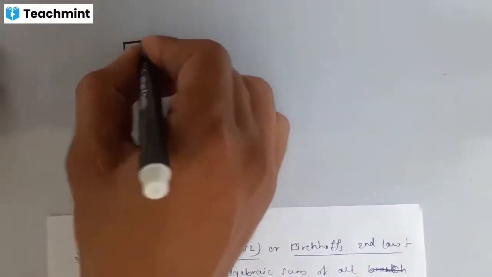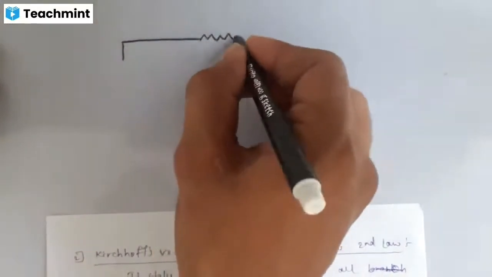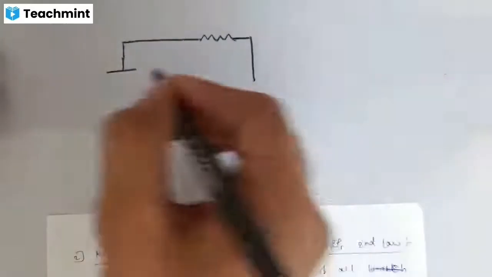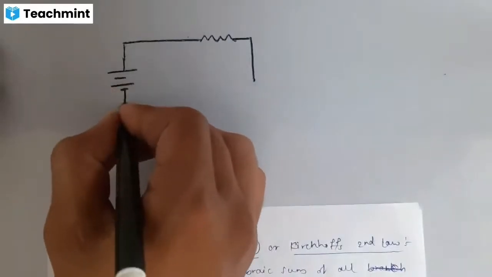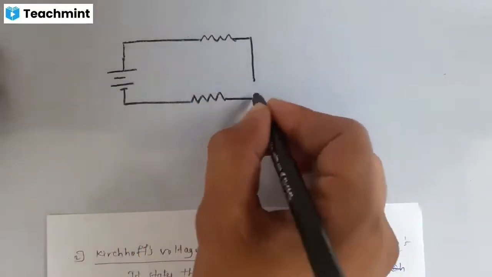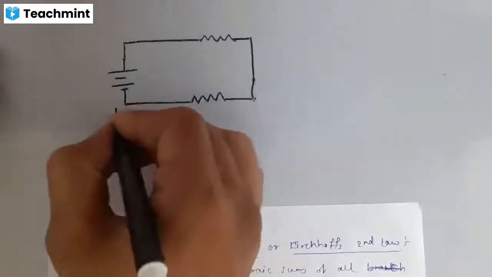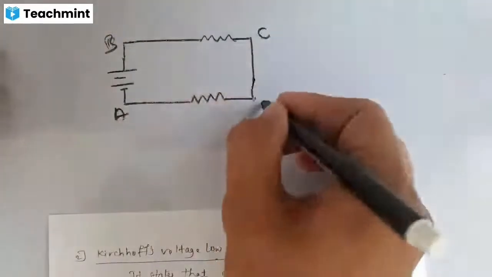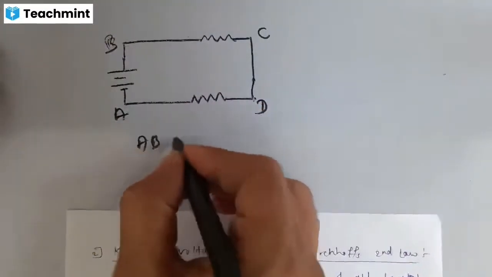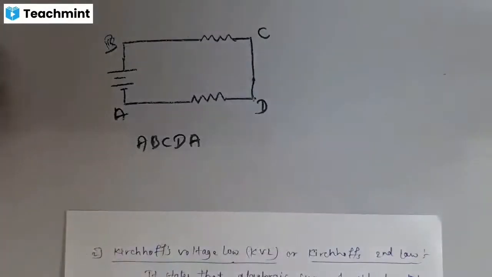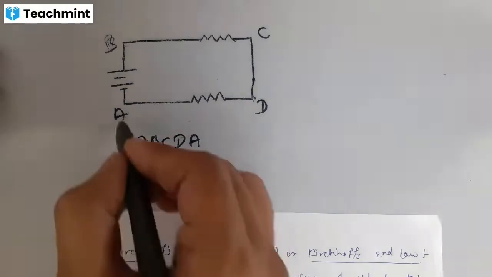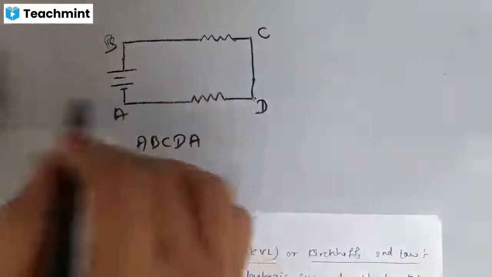Already you know what a loop is. It is a closed path of the electrical circuit for the current. A closed path for the current is called a loop. For example, this is one closed loop: A, B, C, D, A. This is a closed loop. What it states is the algebraic sum of all branch voltages must equal 0 in any closed loop. I will consider this closed loop A, B, C, D, A.